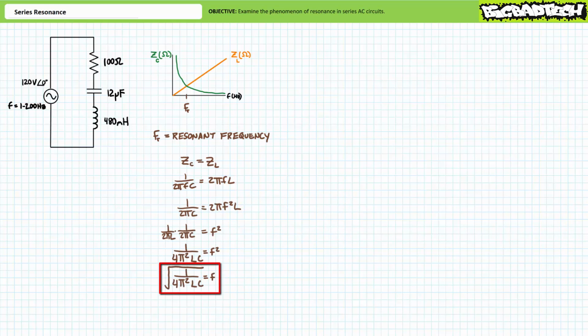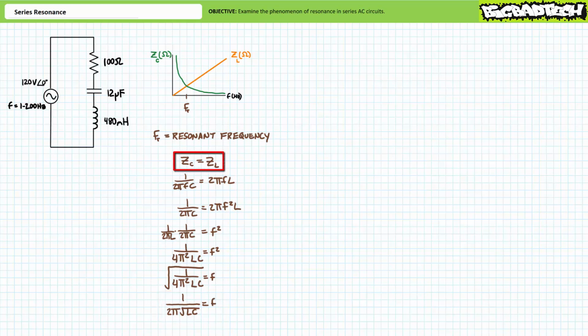However, it's admittedly a little ugly. We can clean this formula up with the following additional algebraic manipulation. Given fixed component values, the resonant frequency is achieved at 1 over 2 pi times the square root of the inductance times the capacitance. You are free to use this simplified formula, or to derive it on an as-needed basis via algebraic manipulation.